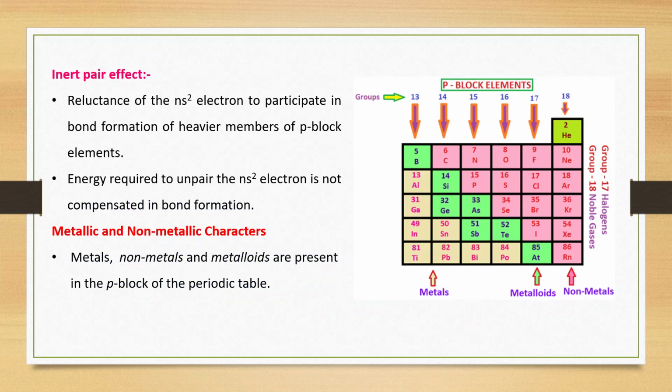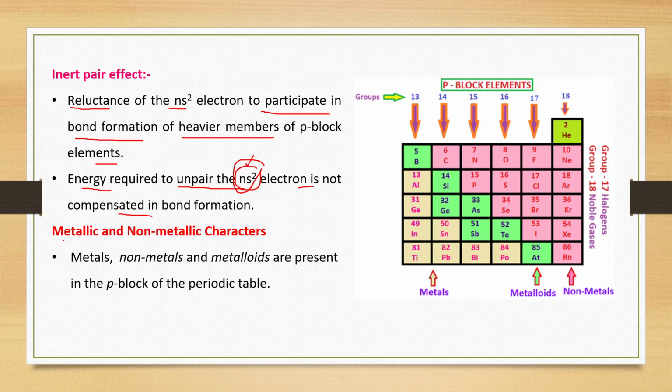Now the question arises, what is the inert pair effect? This reluctance of the ns2 electrons to participate in bond formation in the heavier members of p block elements is called the inert pair effect. Actually, the energy required to unpair the ns2 electrons is not compensated in bond formation. Simply, down the group, to unpair the electrons present in ns orbitals, we have to supply energy, and this energy should be compensated in bond formation using these electrons. But the energy required to unpair these ns electrons is more, which is not compensated by the energy released during bond formation. So these electrons present in the ns orbital do not take part in bond formation. This is called the inert pair effect.